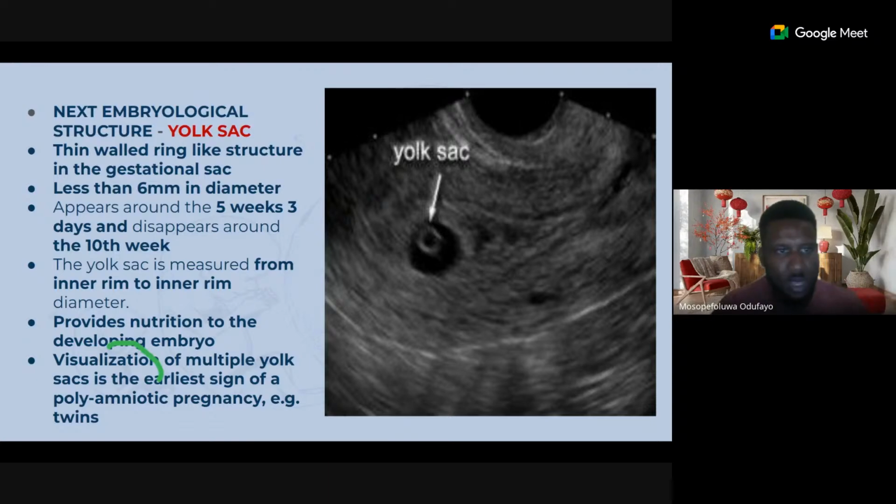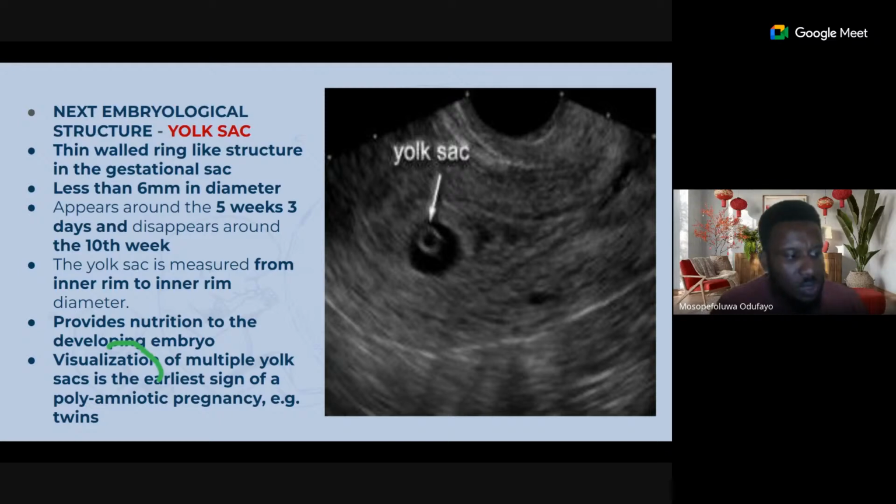So the next sign, without wasting time, is the yolk sac, yeah? That one is like a ring that appears within the sac. Remember I told you the sac first is what happens, then the next thing is what's happening around the sac, then the next thing is what's happening inside the sac. So the first thing that happens inside the sac is the visualization of the yolk sac. So what you have is a ring-like structure within our gestational sac, yeah? Is that okay? And this can first appear around 5 weeks and 3 days.